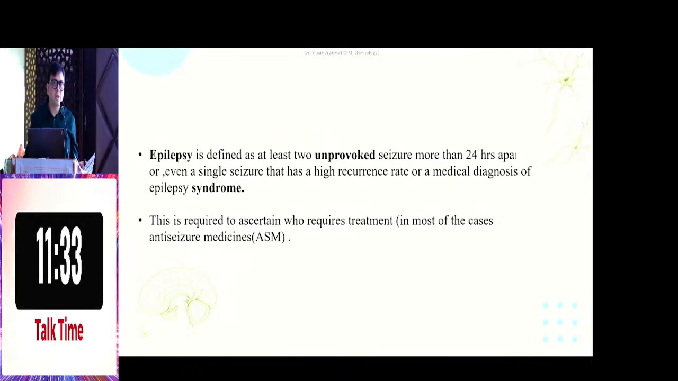Epilepsy is defined as at least two unprovoked seizures. Unprovoked means there are no secondary causes like sepsis, hyponatremia or any metabolic disorder, occurring more than 24 hours apart, or even a single seizure with a high recurrence rate, like a patient having a single seizure but a structural lesion in the brain, such as commonly seen cysticercosis, then he or she is classified as epileptic, or a medical diagnosis of an epilepsy syndrome like juvenile myoclonic epilepsy.